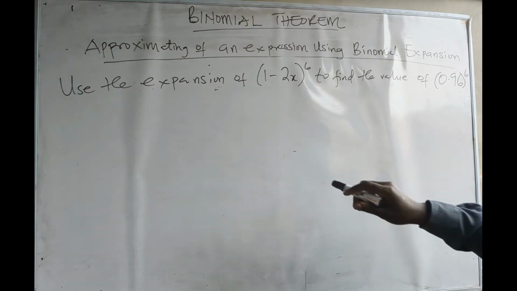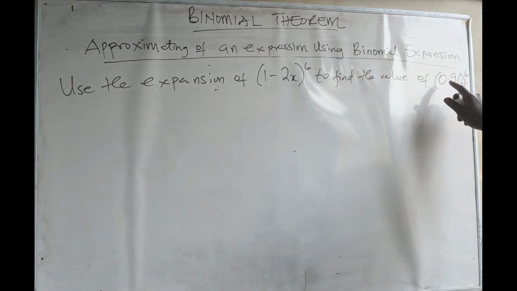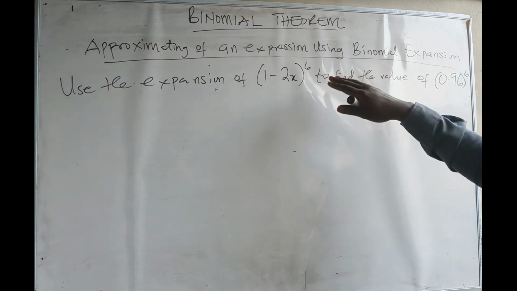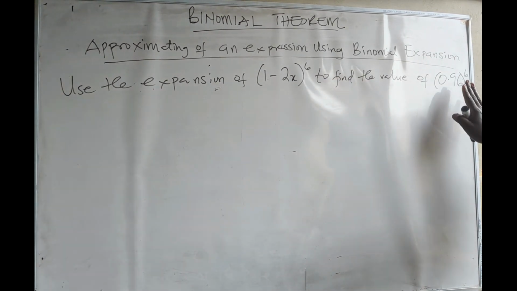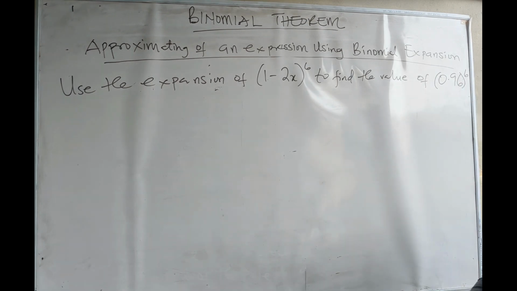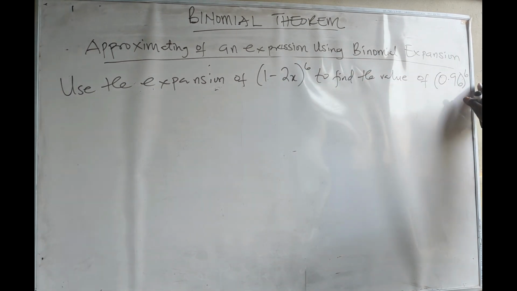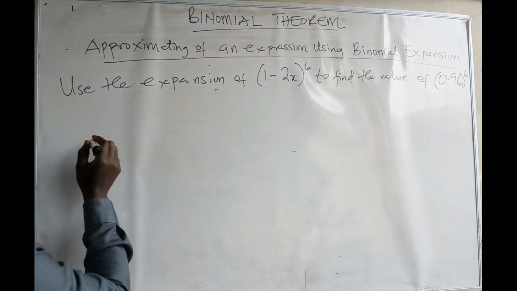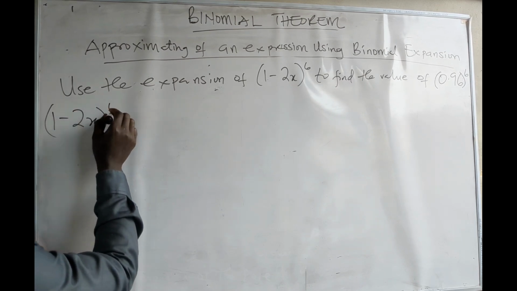Use the expansion of 1 minus 2x exponent 6 to find the value of 0.96 exponent 6. So we are going to first of all solve this, and after we solve this, we compare with this, and then we use the expansion of this binomial to find the approximate value of this one too. So let's go. We are going to expand 1 minus 2x exponent 6.